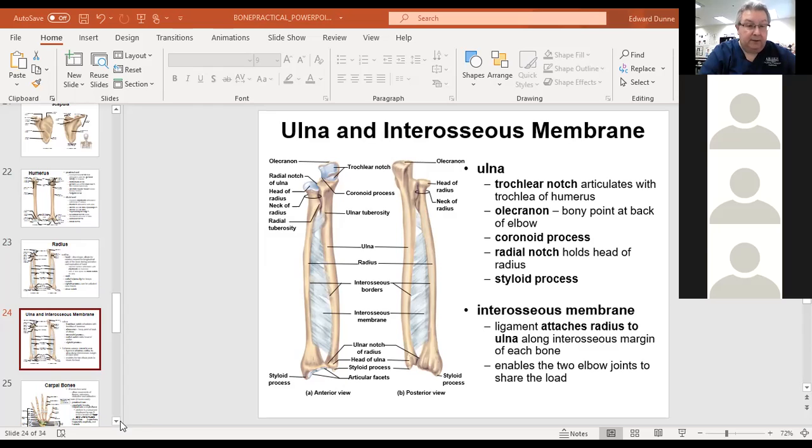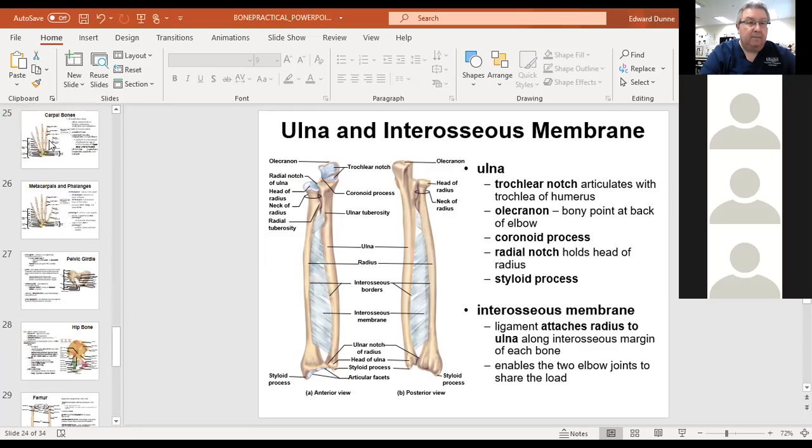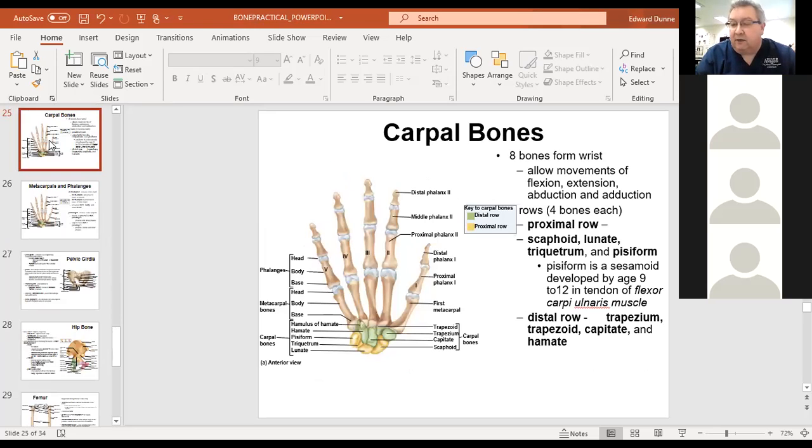All right, let's get to the hand. Now, on the list here, it just shows carpal bones. I am going to need more. Okay. The carpal bones are basically made of 8 bones. 2 rows of 4.